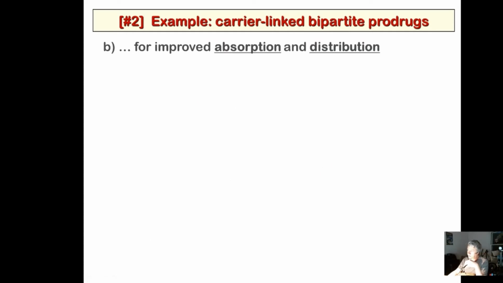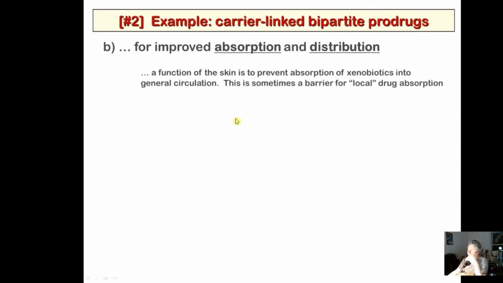All right, so then what about improved absorption and distribution? These are prodrug strategies that help the drug get absorbed initially, not necessarily solubility. When you think about skin, one of its functions is to prevent absorption of bad things, xenobiotics, external molecules, into our general circulation, and this is sometimes a barrier. Sometimes we need a drug to get through the skin, and if your skin is preventing drug absorption, sometimes you have to play around with the drug structure and maybe use a prodrug strategy.